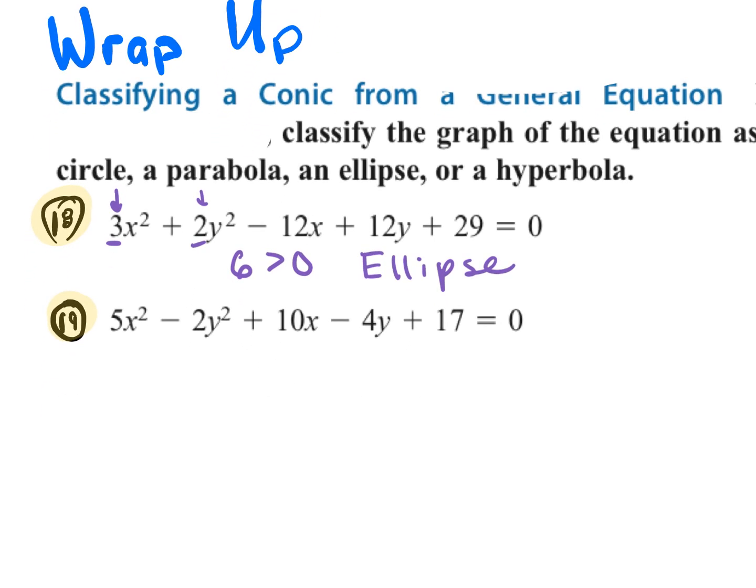For 19, what numbers am I looking at here? 5 and negative 2. So if they're not the same, I multiply them. Negative 10, which is less than 0, so what type of conic do I have here? Hyperbola.